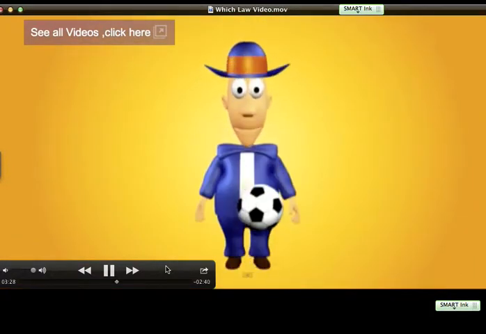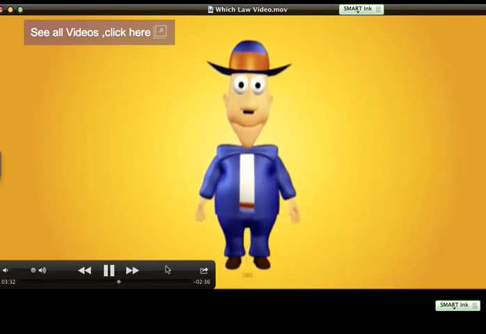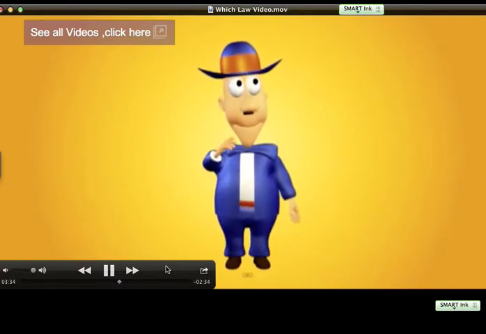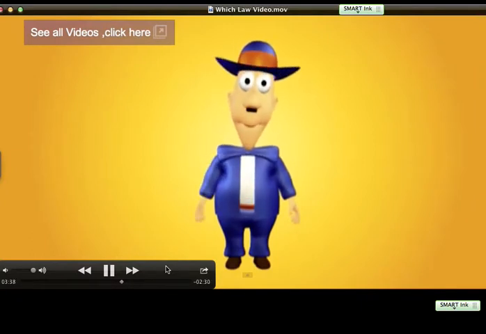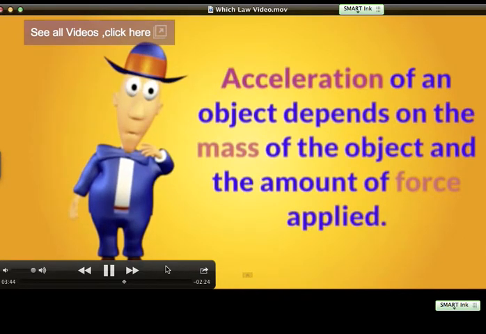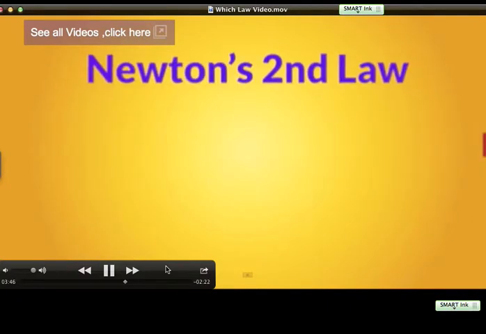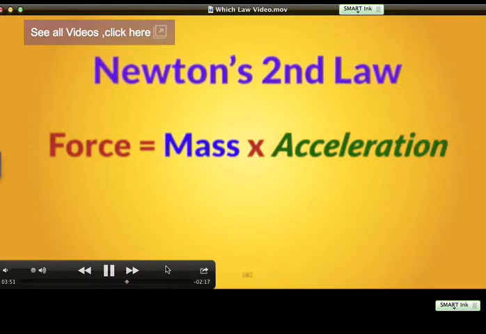Now let's move on to Newton's second law. As we know from the first law, to overcome the inertia of an object, we have to apply unbalanced force. Newton's second law talks about how fast an object would move. Well, it states acceleration of an object depends on the mass of the object and the amount of force applied. In mathematical terms, Newton's second law states that force is the product of mass and acceleration.